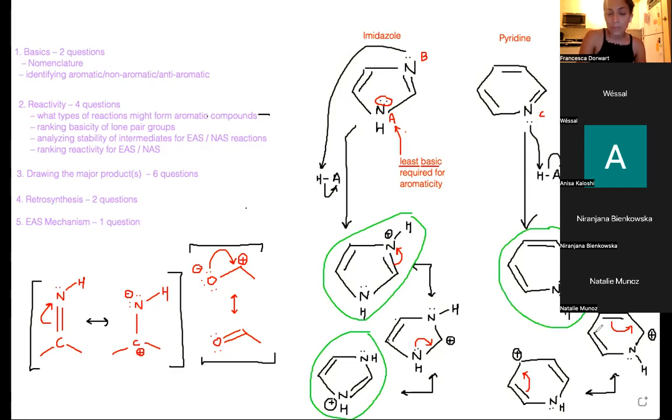So that's why the imidazole lone pair is more available to go pick up a proton than pyridine, because the conjugate base, or excuse me, the conjugate acid is more stable. And whenever the conjugate is more stable, then the reaction is more favored, whether it's as an acid or as a base. Does that make sense, guys? You feel good about that?